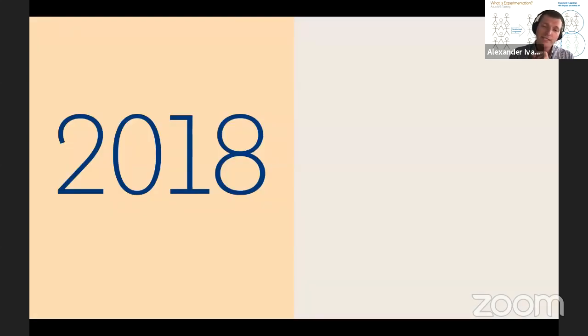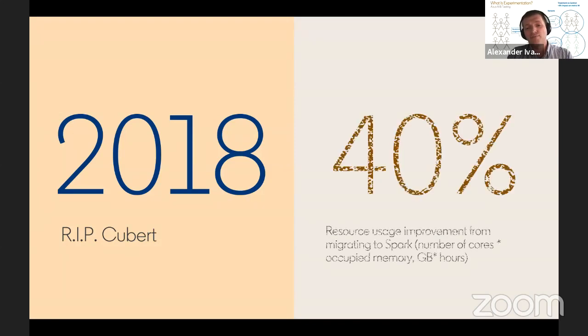In 2018, something remarkable happened. We've actually tried Apache Spark, and we found out that by simply switching our computational code over, we could save around 40% of computational efficiency without even porting all of the improvements that we did in KubeVirt. And the efficiency here is measured in GB hours.